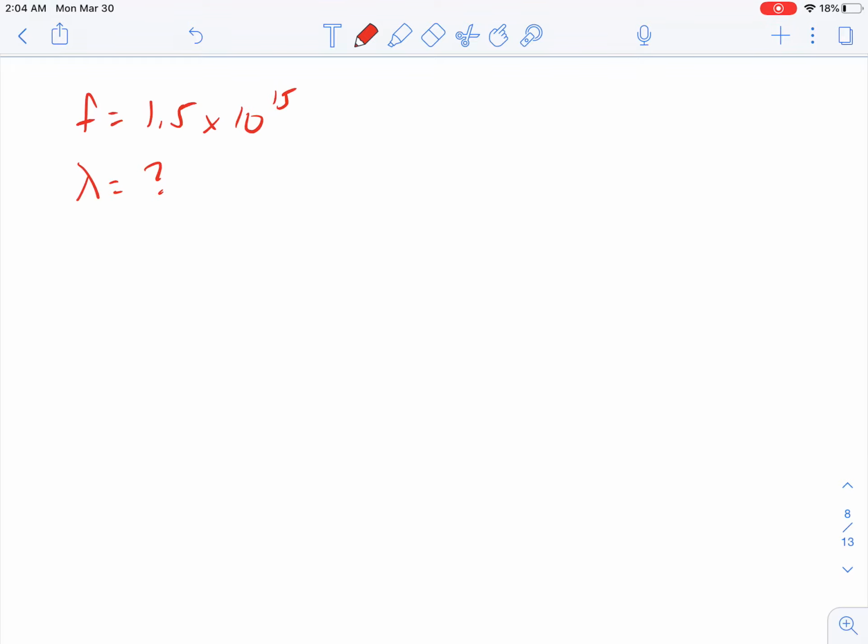So this speed of light, it's always going to be a constant. It's always going to be that 3 times 10 to the 8th. So if we apply our equation here, we have c is equal to lambda times f, wavelength times frequency. We're going to have 3.0 times 10 to the 8th equal to our wavelength times this frequency of 1.5 times 10 to the 15th hertz.